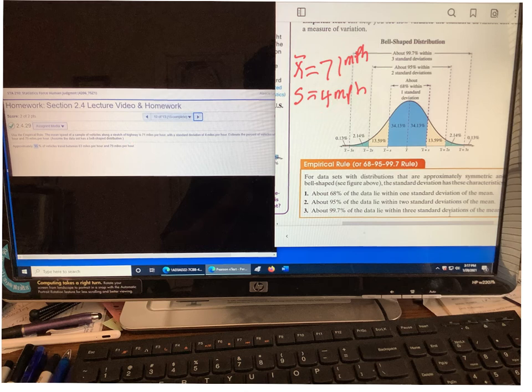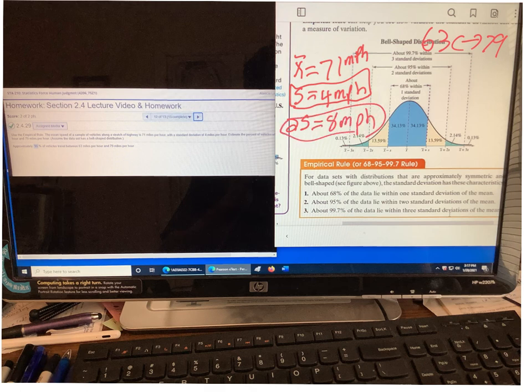Estimate the percentage of vehicles going between 63 and 79 miles per hour. Well, if one standard deviation is 4 miles per hour, two standard deviations would be 8 miles per hour. And if you take 71 and subtract 8 from it, you'll get to 63. If you add 8 to 71, you get to 79.